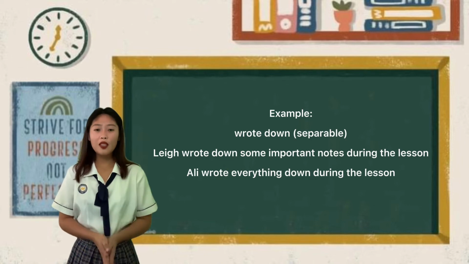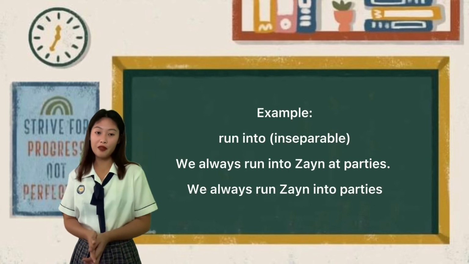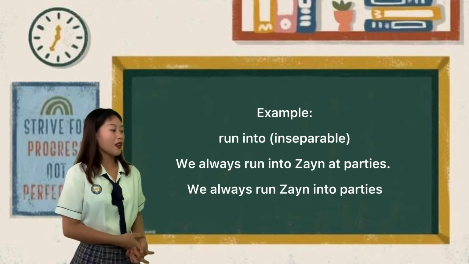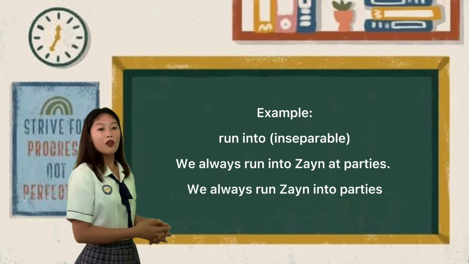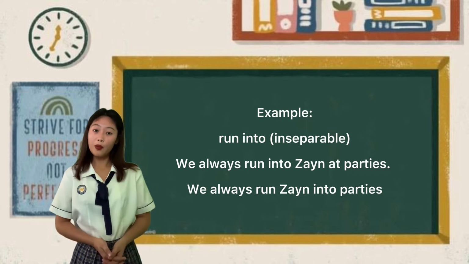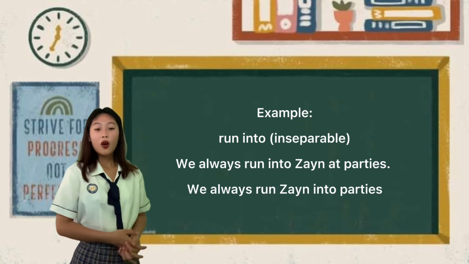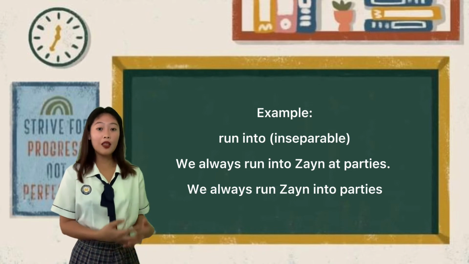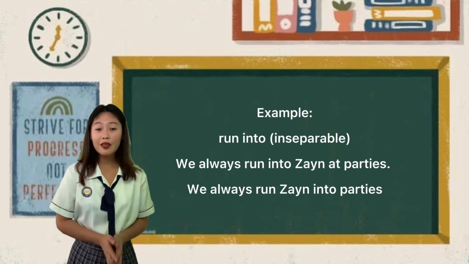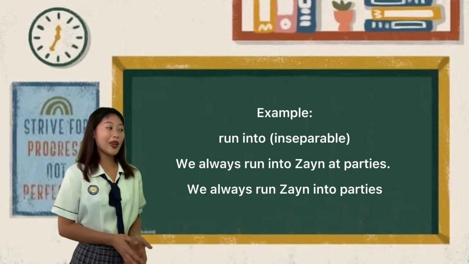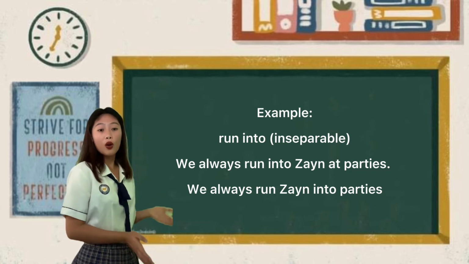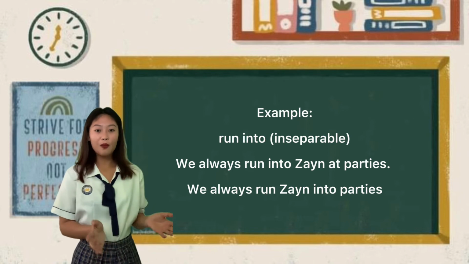So let's go to the example of inseparable phrasal verbs. The first one, we always run into Zane at parties. Then the other one is we always run Zane into parties. As you can see, the first example is correct, but the second example is not correct, because the phrasal verb run into cannot be separated by other words. So you cannot say, we always run Zane into parties. But we say, we always run into Zane at parties.